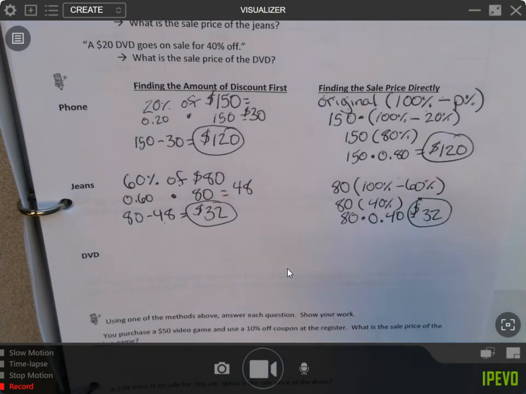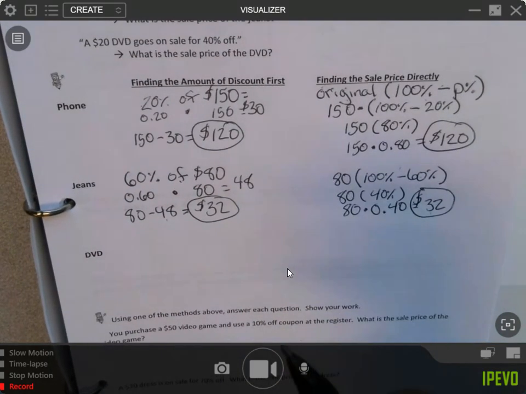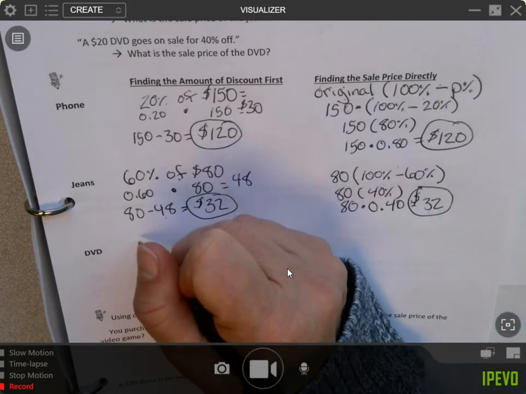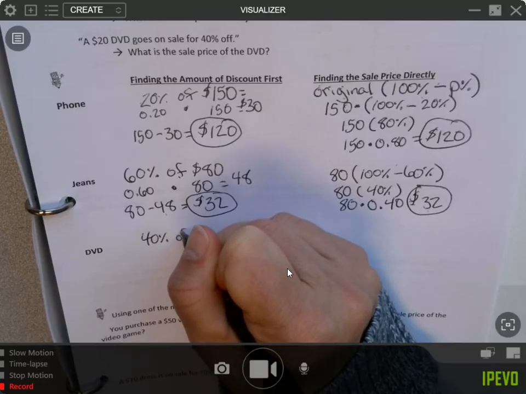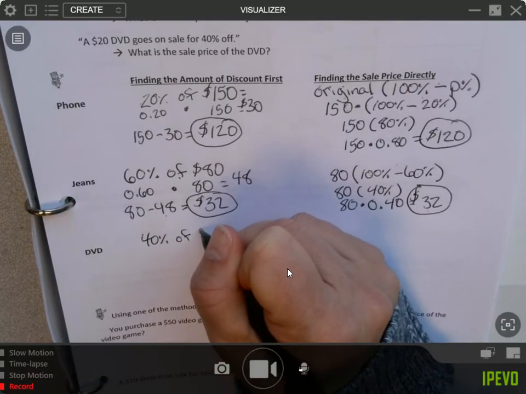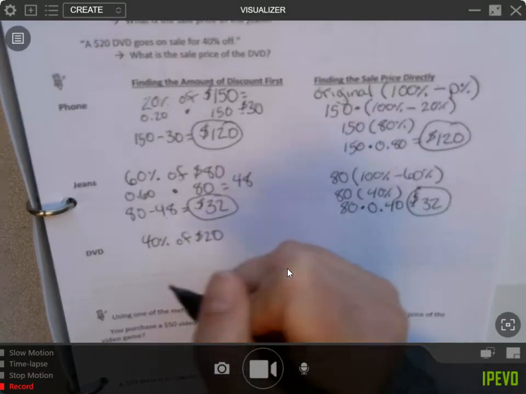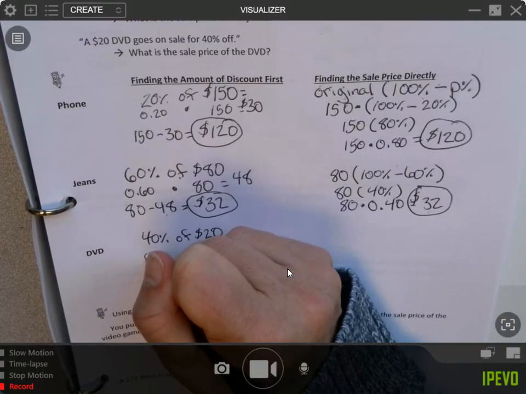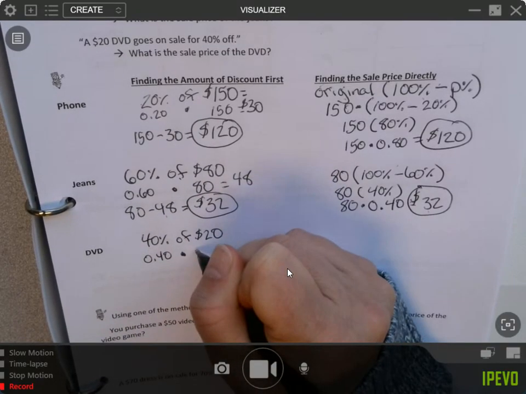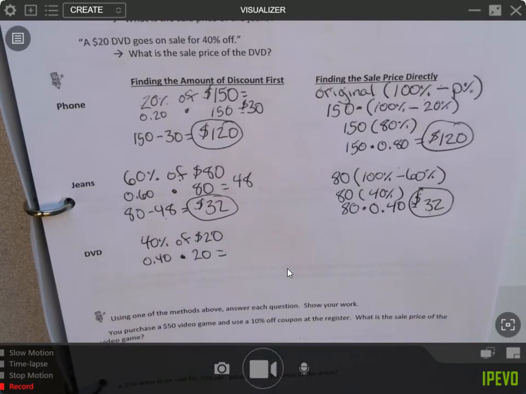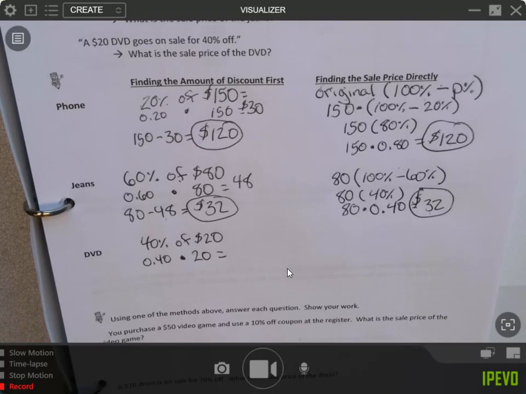The DVD costs $20 and it's on sale for 40% off. So our first step is 40% of the $20. 40%, remember, is 0.40. Of means to multiply. Our 20, what is 40% of 20? Everybody do the math on your calculator.